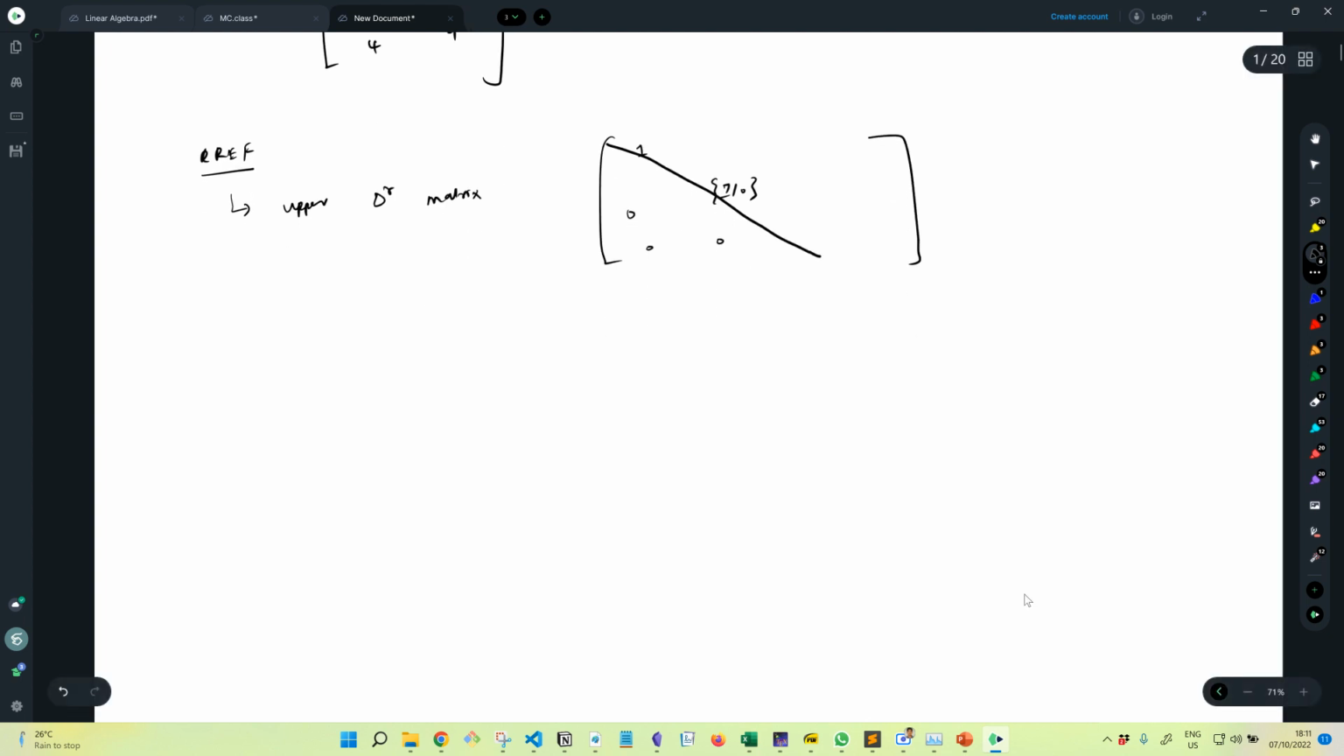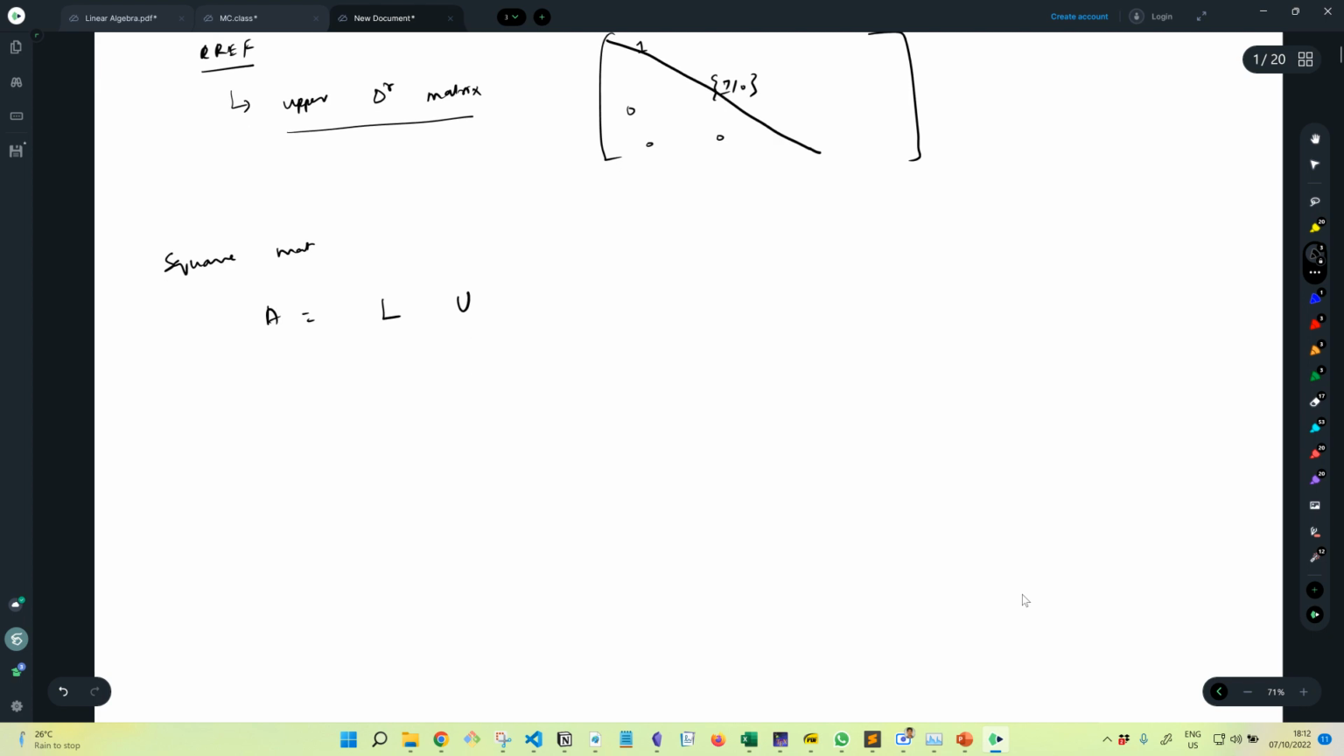Now it turns out that LU decomposition and row reduced echelon form are both highly related, right? In RREF you converted into an upper triangular matrix, and you had a constraint that the leading diagonal element should be 1 or 0. Now it turns out that any square matrix A can be written as a product of two matrices L and U, right? And what is the structure of L?